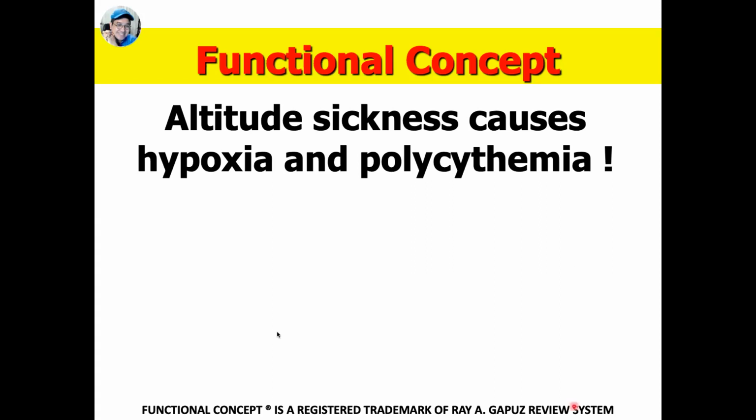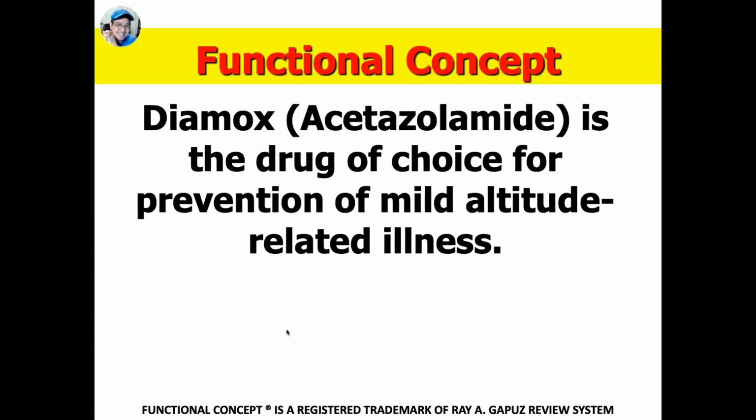Your Diamox or acetazolamide is the drug of choice for prevention of mild altitude-related illness. It could also be given to patients with vertigo and epilepsy. It serves as a diuretic and also an anti-glaucoma medication.